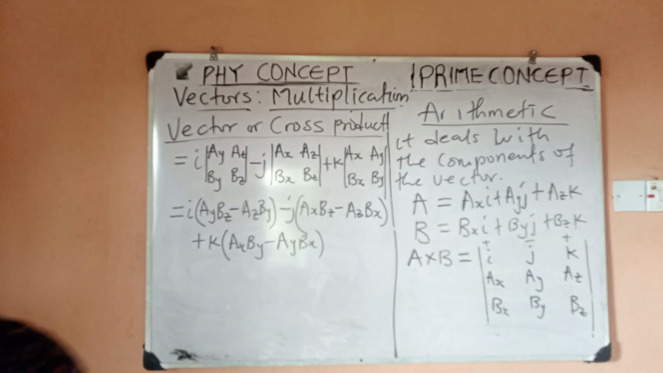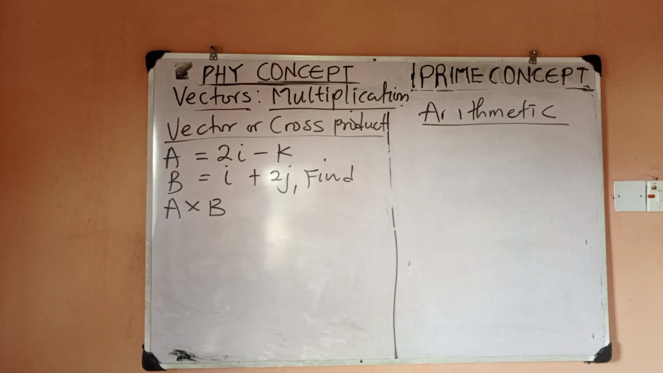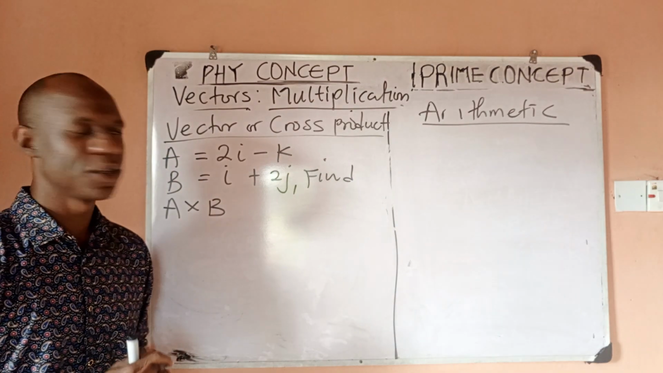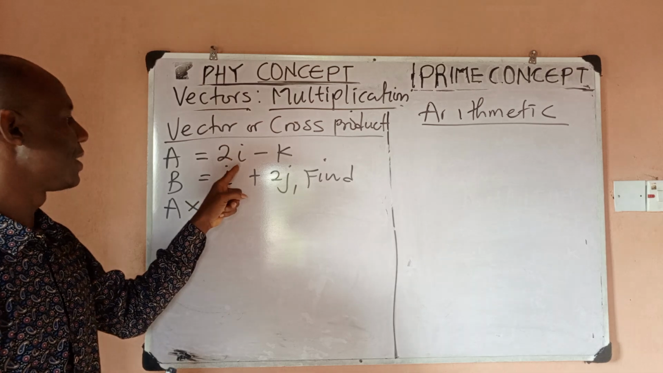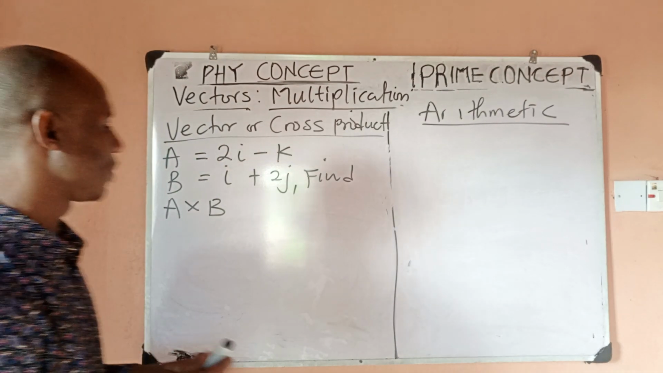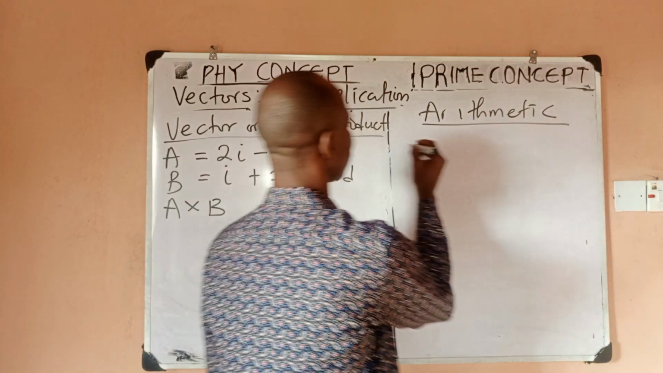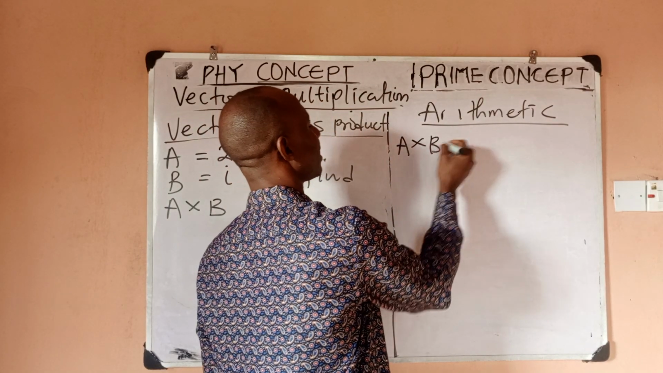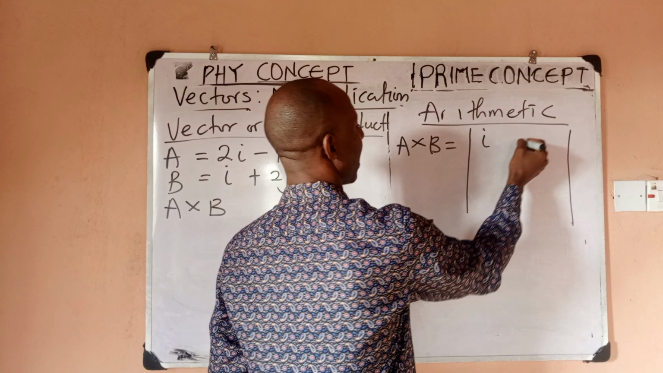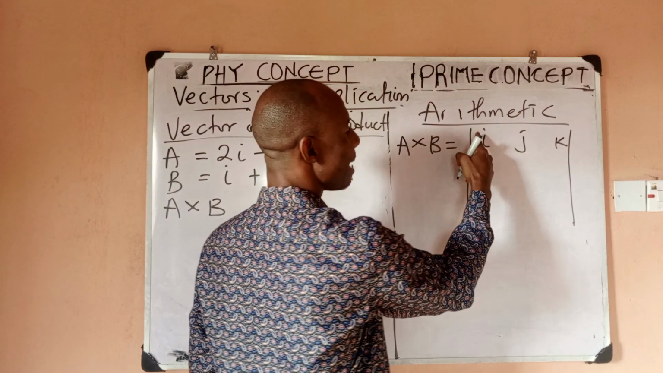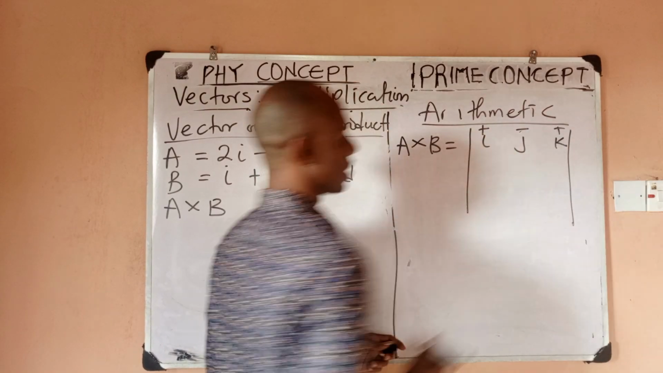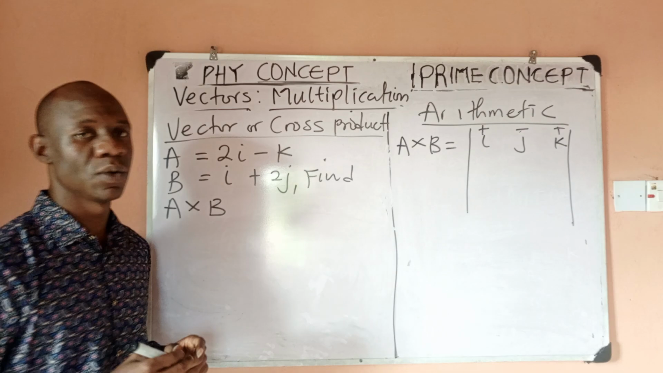Let me draw the problem. Alright, very quickly we want to analyze this and draw the video to an end. Now we have A is this, B is this. Find A cross B. So remember, the first thing we want to do is to put it in a matrix determinant form. So I'll draw my determinants, put I, J, and K. Remember, I should carry positive, negative, and positive. This is a constant sign that you should always arrange there.